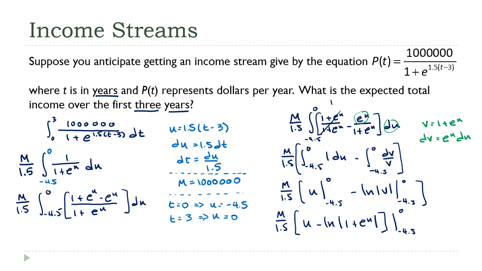Now, if you very carefully do these substitutions, you put 0 in first, minus, then you put negative 4.5 in. Don't forget to convert that m back to a million, and you end up with, for the final answer here, 2,545,267. That would be the total income stream that you can expect over the course of the first 3 years.